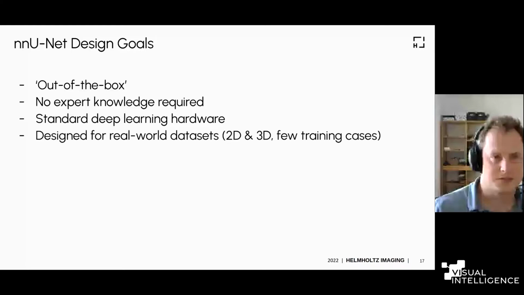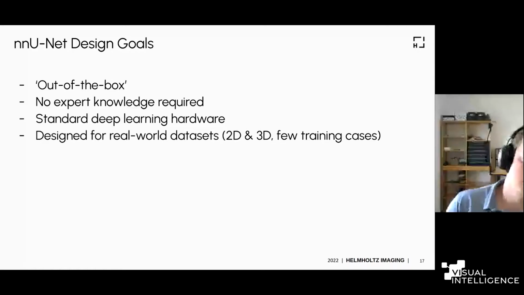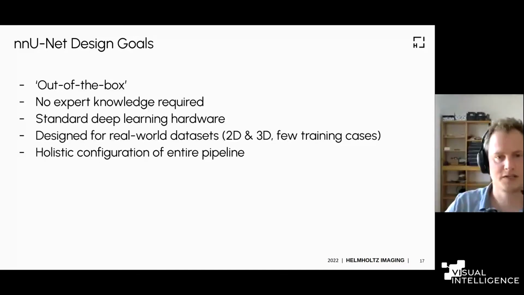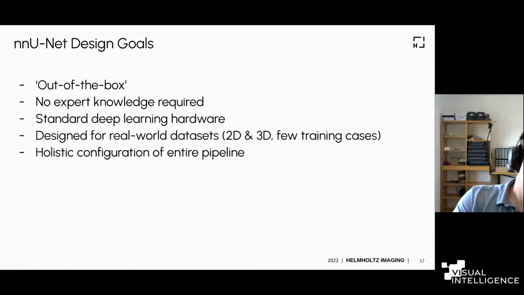We wanted to design nnU-Net for real world data sets. So really something that can be 2D, 3D, typically has few training cases. So not something like Cityscapes, et cetera. You will never beat dedicated Cityscapes segmentation approaches with something like nnU-Net. It's just not what it's designed for. We want nnU-Net to just be this red button that I described at the very beginning of the presentation. So a button you press and the entire pipeline is being configured and trained, and out comes the final trained model.